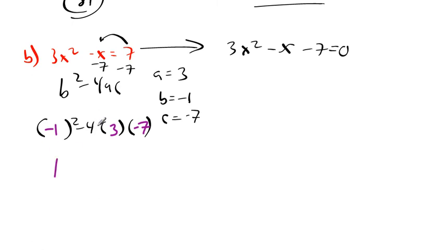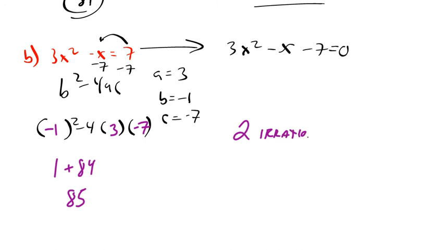4 times 3 is 12. Times 7 is 84. But now a negative times a positive is a negative, and then a negative times a negative is a positive there. So we get 85. Okay, so that means it's positive. So I know we're going to have 2 solutions, but wait a minute, is this a perfect square? Not can our perfect square go into it, is this one of our perfect squares? Like, is it 4, 9, 16, 25, 36, 49, 64? It's not, right?